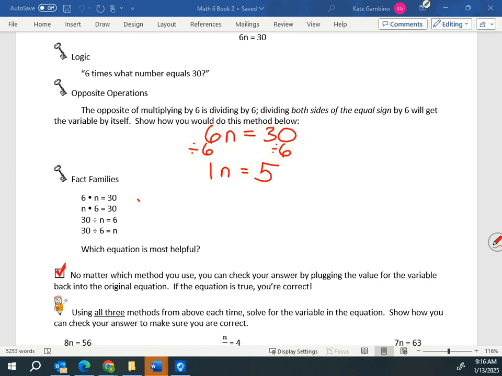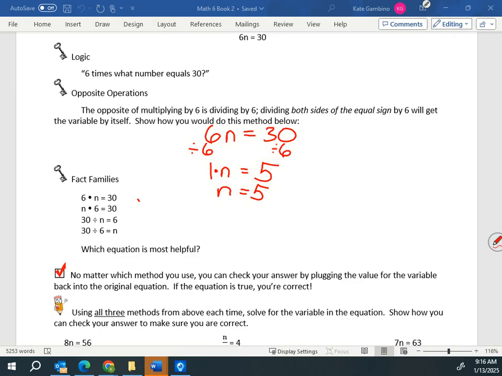Now here's the thing with 1n. When there's a number right next to the variable, we know it means to multiply. What does it mean when we multiply by 1? Aiden? The number stays the same, right? 5 times 1 is 5. 10 times 1 is 10. So we don't need to keep that 1 in front of it. We would just call it n equals 5. We don't have to say 1 times n because we know it's just going to be n. So we would just put n equals 5 when we work it out that way.